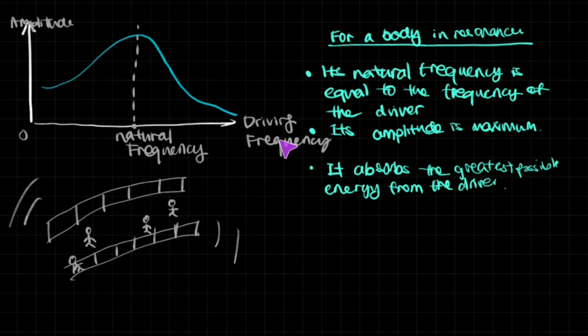So let's say you have the driving frequency, and the driving frequency basically gives energy to a certain system. We measure the amplitude of the system. You see that at the natural frequency of the system, when the driving frequency equals the natural frequency, the amplitude is going to be the maximum, so that's the point on the graph where resonance happens.